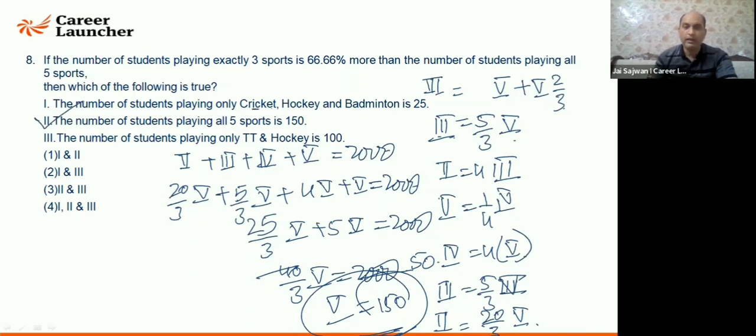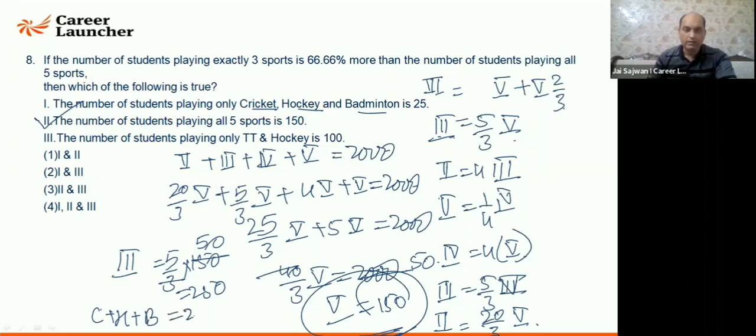The number of people playing only cricket, hockey and badminton, that is 3 games. How much will 3 games be coming out? 3 games is 5/3 of the 5th game, which means this is coming out to be 250. And you know there are 10 combinations and every combination is same. So people who are going to play cricket, hockey and badminton, I'll say it is 250 by 10 because every combination is same. That comes out to be 25. So the first is also correct.